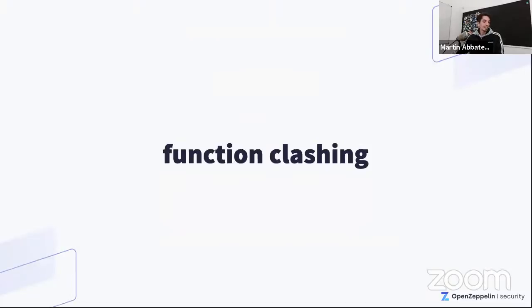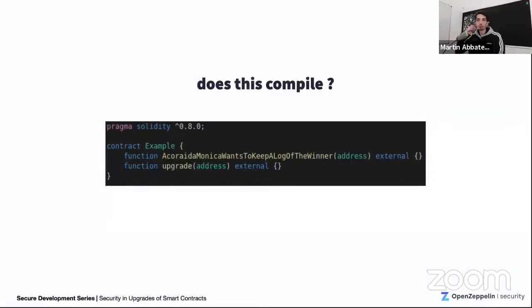This should be the last section about issues, then we are talking about more recommendations and tooling and documentation that you can read and so on. But I wanted to cover a fun topic for me, as a security researcher, which is called function clashing. And my question would be, where does this compile, right? I shared something on Twitter about this one week ago. So if you saw that, you already know the answer.